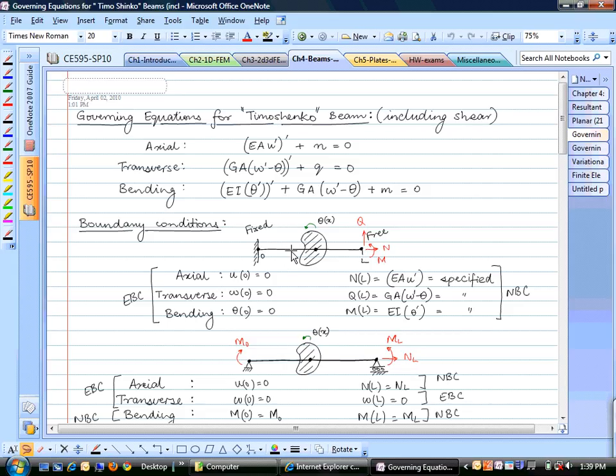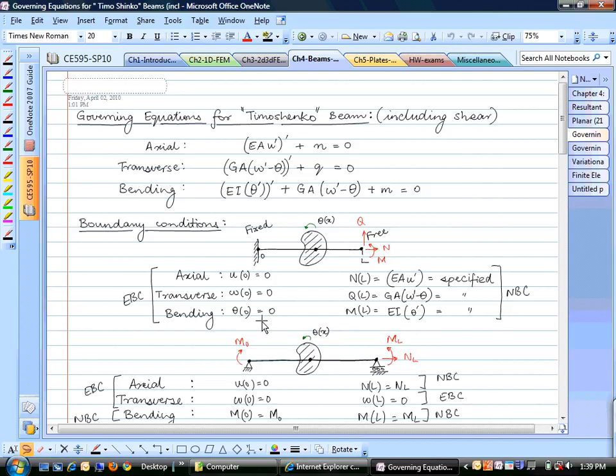So you can independently approximate all these three quantities. U is the axial, W, and theta on top of W. So this theta, the rotation of this cross section, is independent of the transverse displacement of the beam.